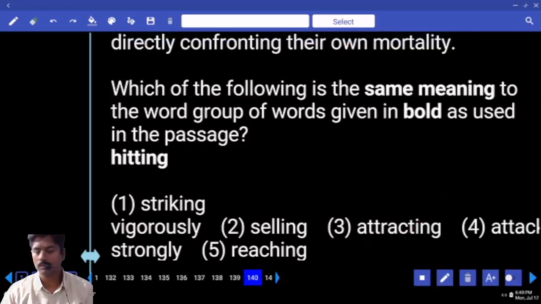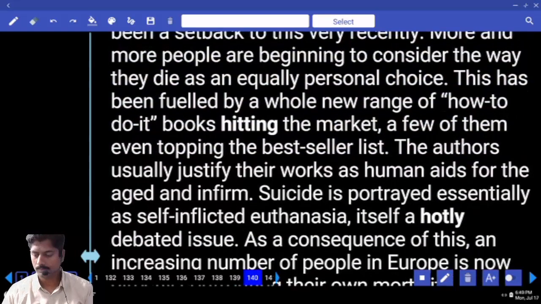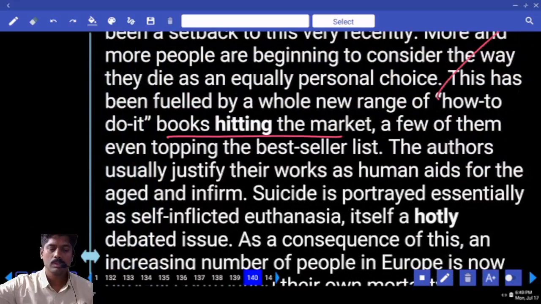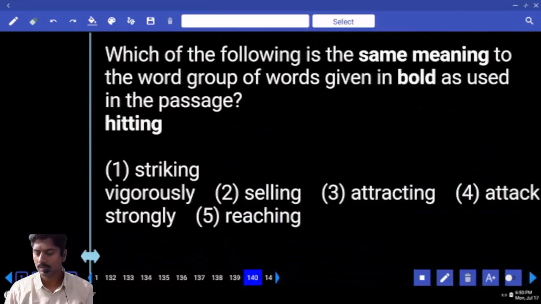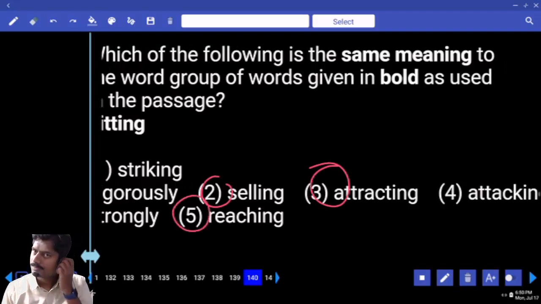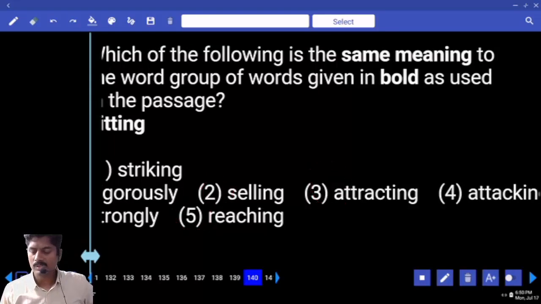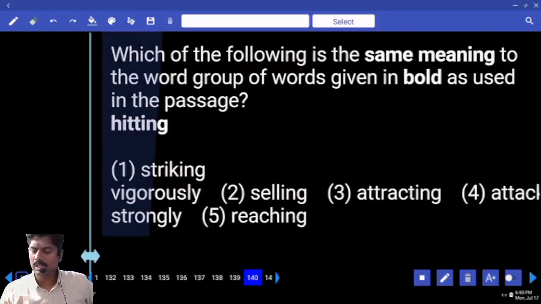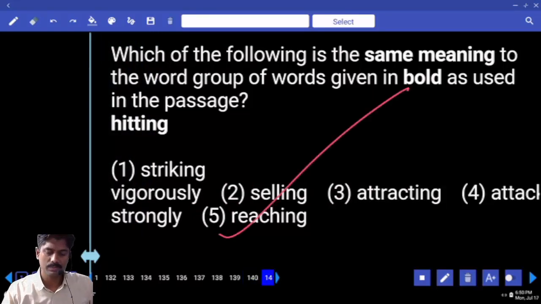Hitting means beating, but in this context, this has been fueled by a whole new range of how-to-do-it books hitting the market. Books hitting the market means striking vigorously, selling, attracting, attacking strongly, reaching. Books attacking, hitting the market and reaching the markets.